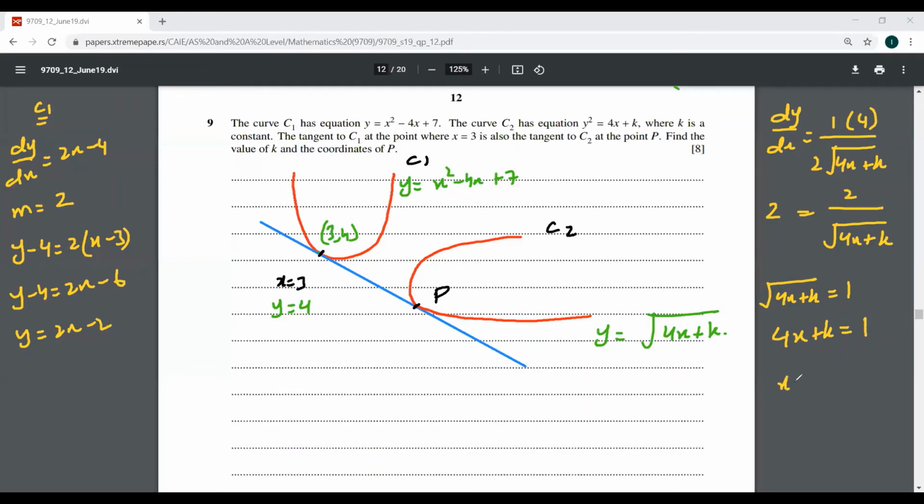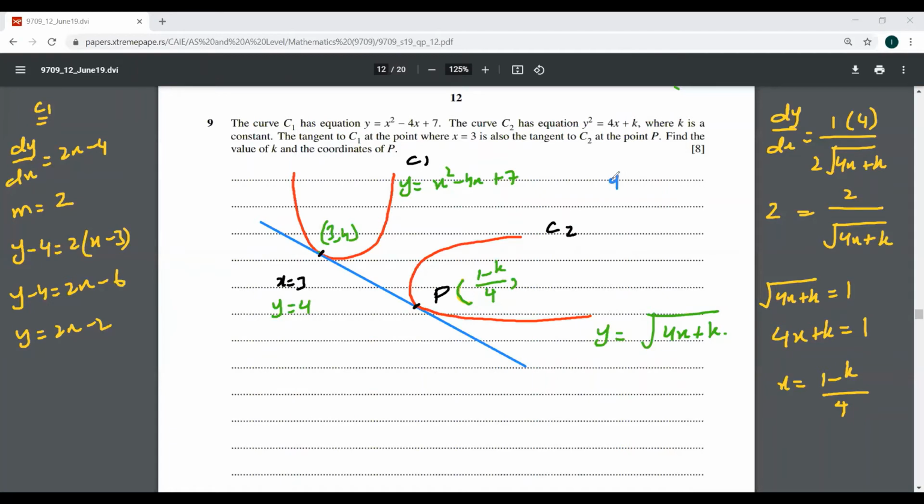And your x is going to be 1 minus k over 4. Okay, so we have got the x coordinate over here. That is going to be this x coordinate over here is 1 minus k over 4. Okay, and then you can find the y coordinate in terms of k as well. And then you put that gradient equal to 2. Okay, so that's fine. So let's find the y coordinate of the C2 over here, in terms of k.